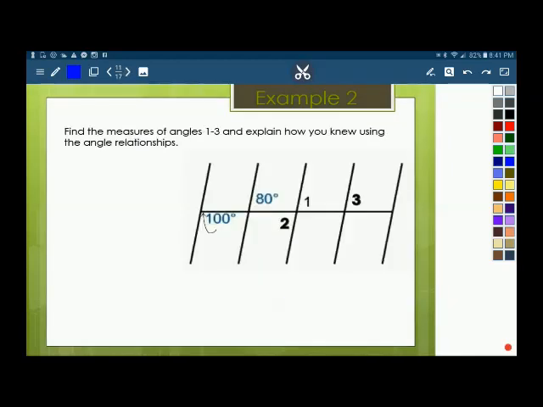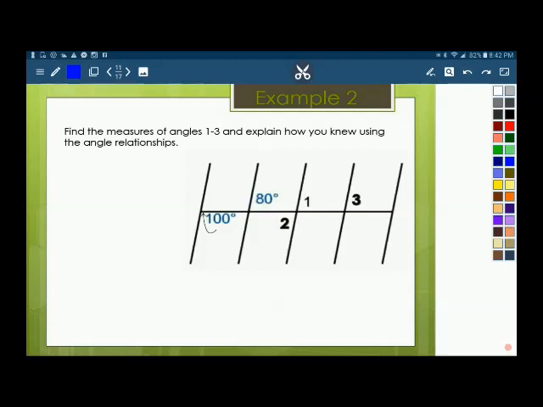It says find the measures of angle 1 through 3 and explain how you knew using the angle relationships. And I've indicated here in this diagram that that 100-degree angle is signifying this angle right in here. Okay, so don't get confused. I have the arrow pointing to it. And then the 80-degree angle is identifying that angle right in there.